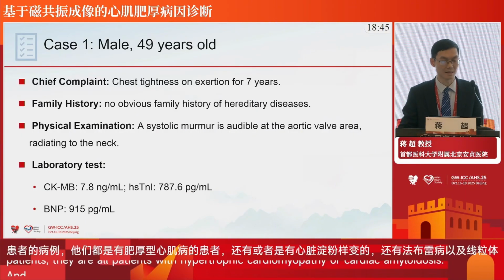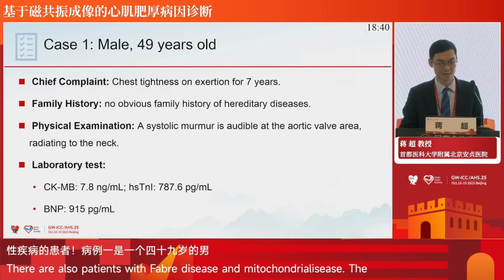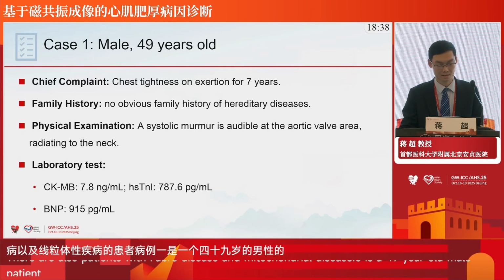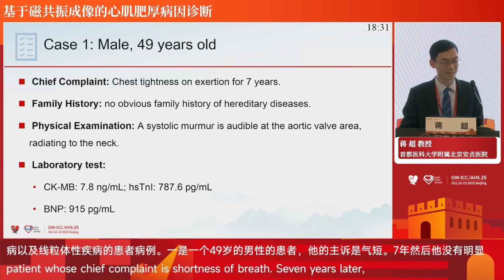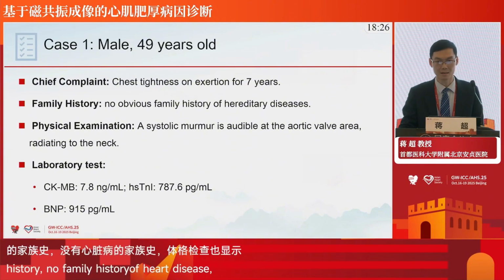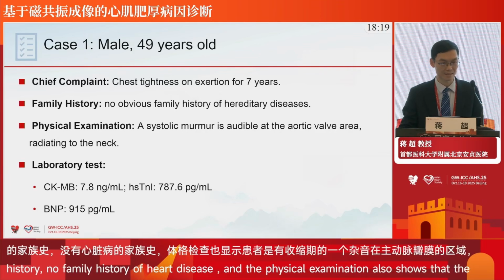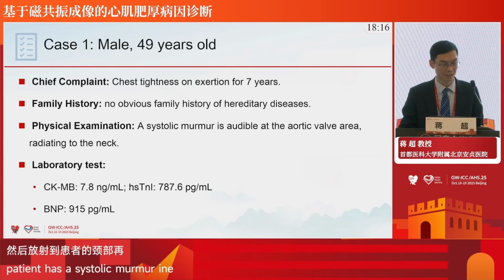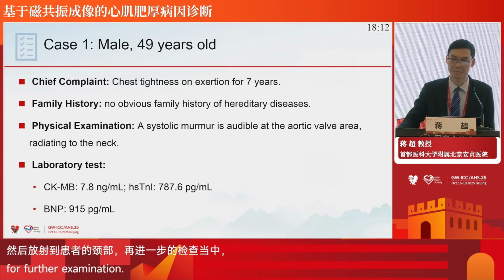Case 1 is a 49-year-old male patient. The chief complaint is chest tightness for 7 years, and he has no obvious family history of heart disease. On physical examination, we found a systolic murmur at the aortic valve area radiating to the neck. In the laboratory tests, he had an elevated troponin, and he had heart failure symptoms with elevated BNP.